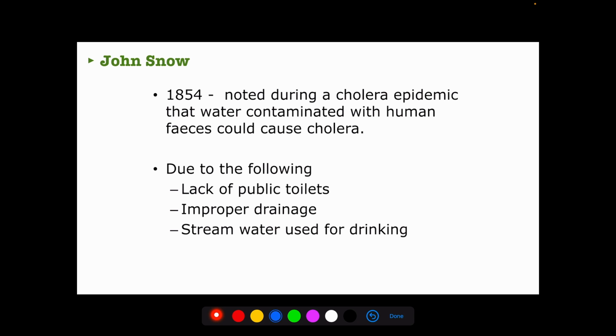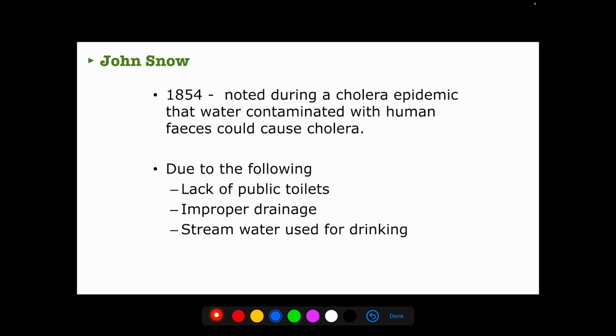Then we have John Snow, who in 1854 noted during a cholera epidemic that water was contaminated with human feces and could cause the disease cholera. He said this was due to the lack of public toilets, improper drainage, and also stream water, which was used for drinking. And so we began building public toilets, and also constructing proper drains, and also educating people to stop drinking from stream water.